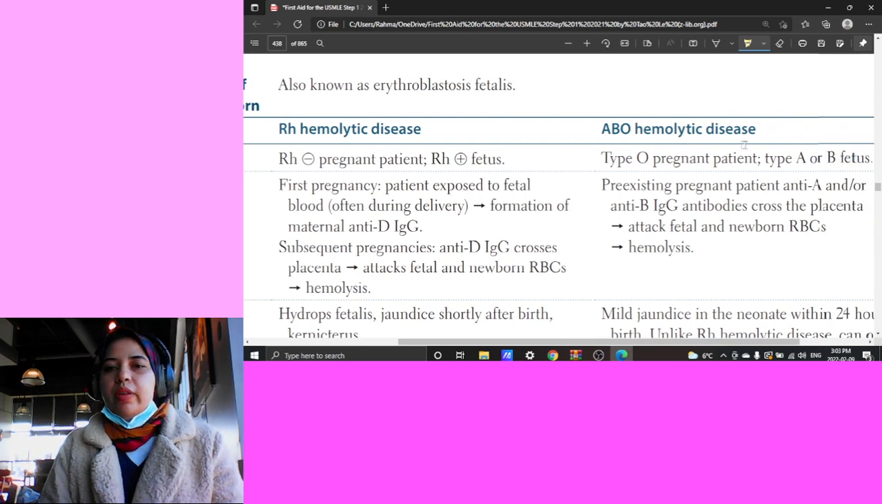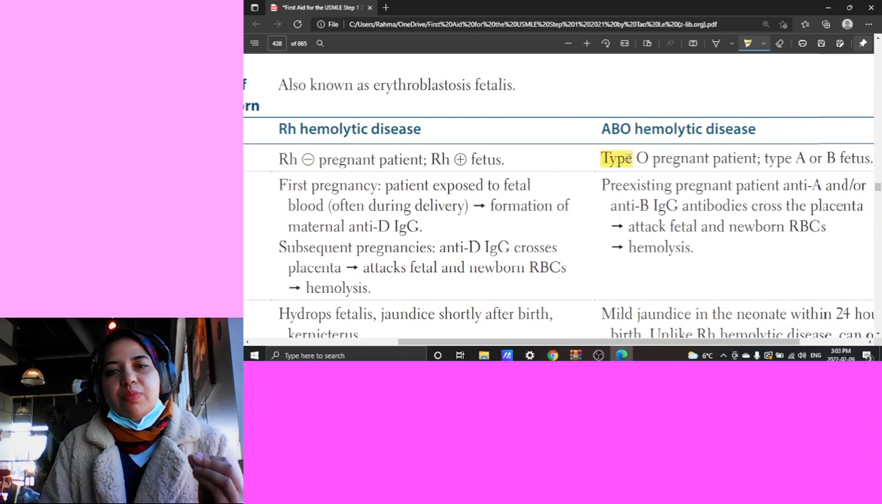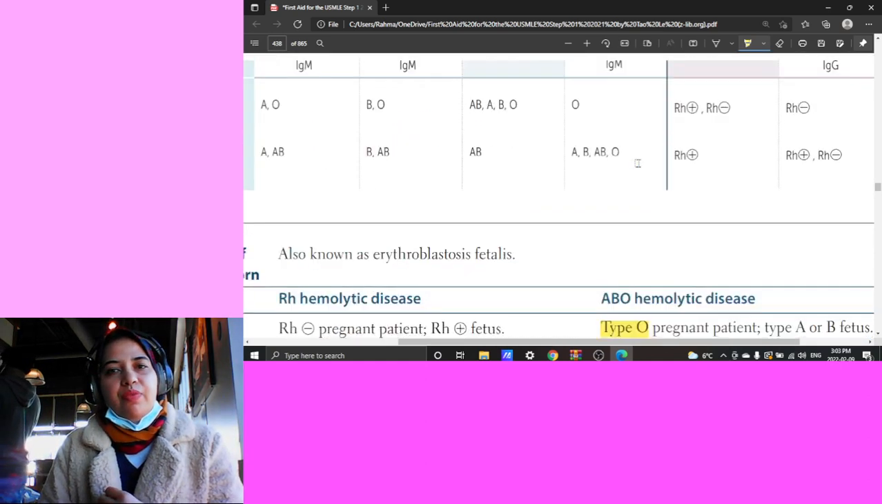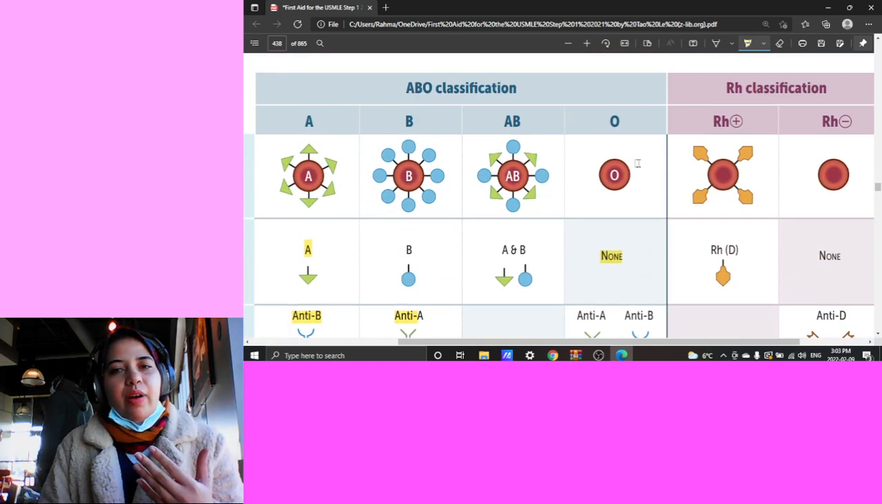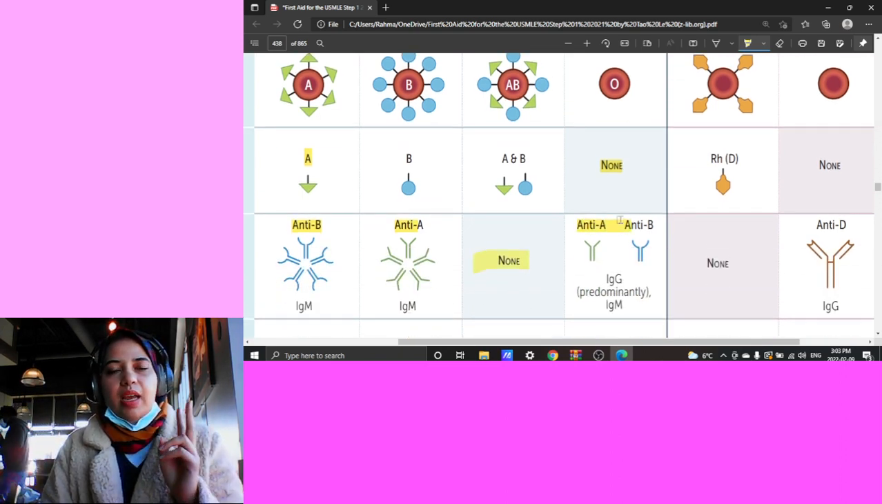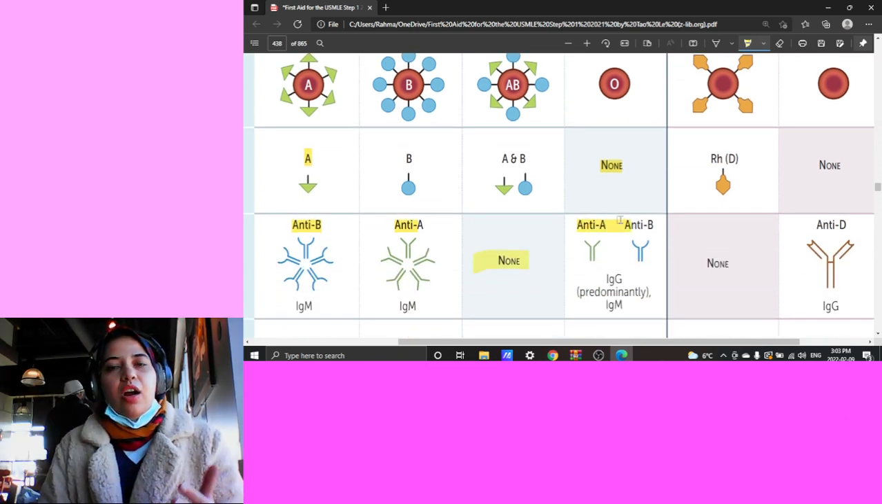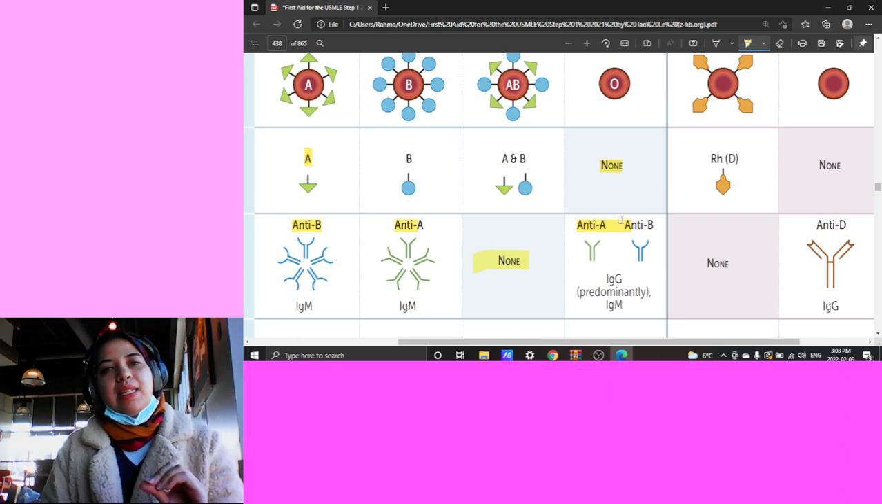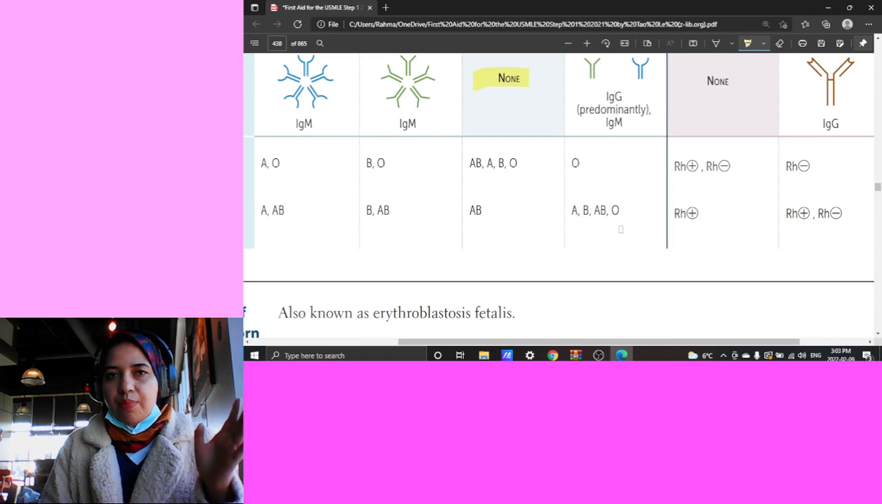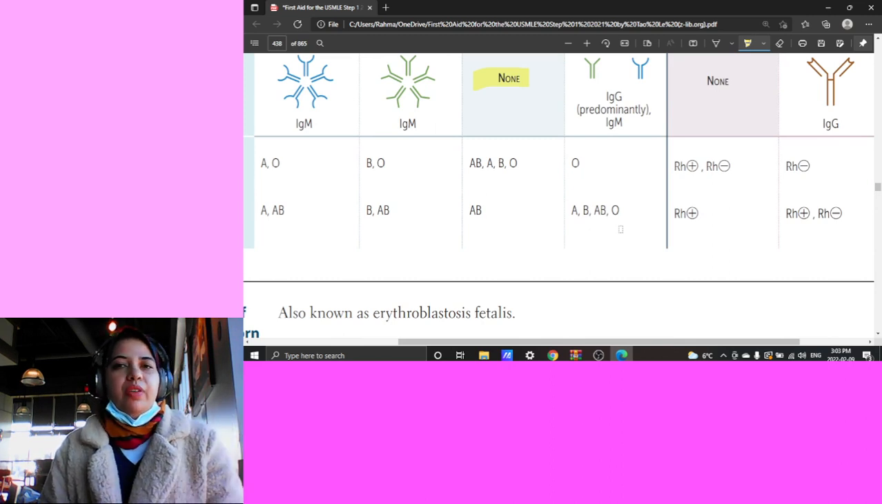So you have ABO hemolytic disease. And that tends to be exclusive to a type O mother, and she's having a type A or B fetus. So we can see that right away that makes sense, because a type O mother would have antibodies against A and B. So she's pregnant, her antibodies are going to pass through the placenta and start to attack the fetal RBCs. And this is an exclusively type O mother with an A or B fetus.